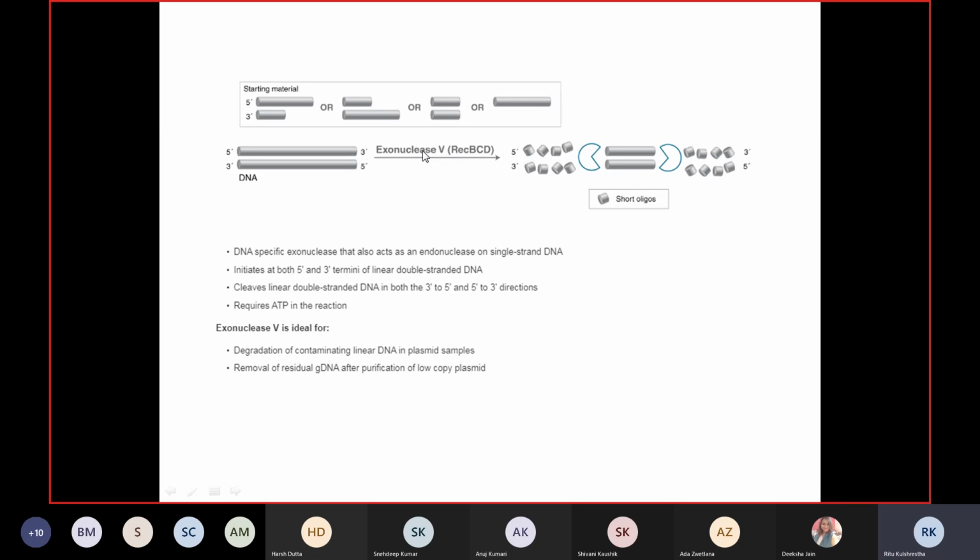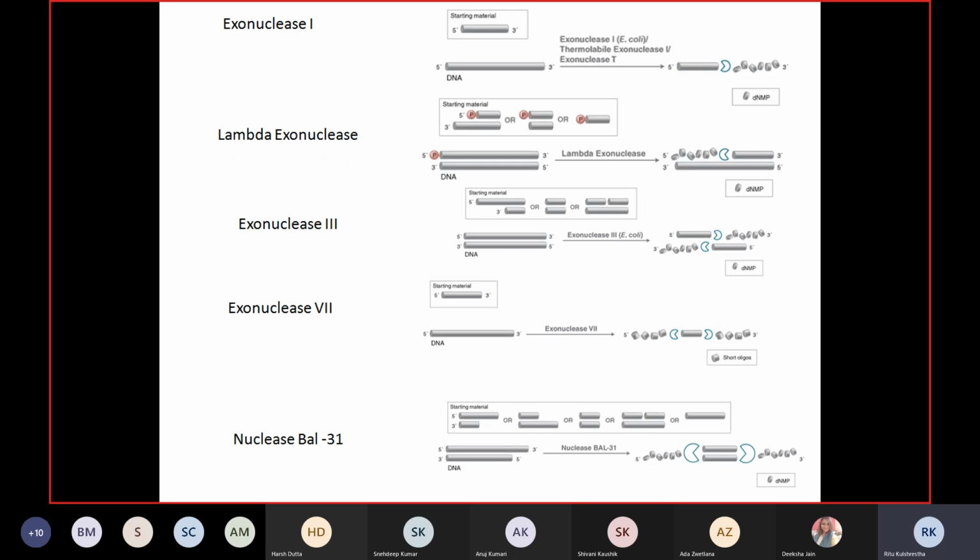So, in my subsequent slide, I've given you two links for the NEB brochure for these enzymes, in which you can see the specific requirement of each of these enzymes. And you will see that some of these act on linear DNA, some act on nick DNA, some act on double-stranded DNA. You can also see that some of these have been developed as thermotolerant.